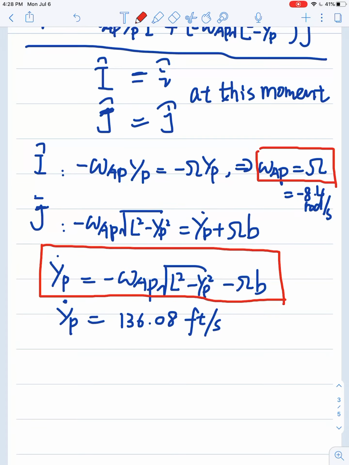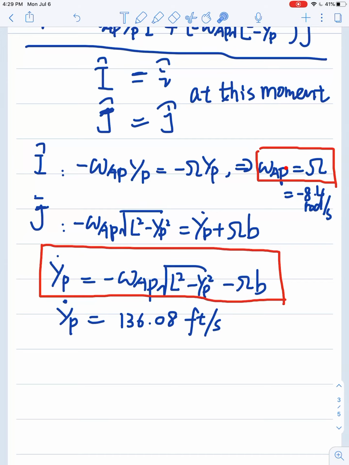Omega AP and the YP dot. I want you to look at I used a box to highlight the answer for omega AP and the YP dot. I only highlight the symbolic solution, as you can see here.